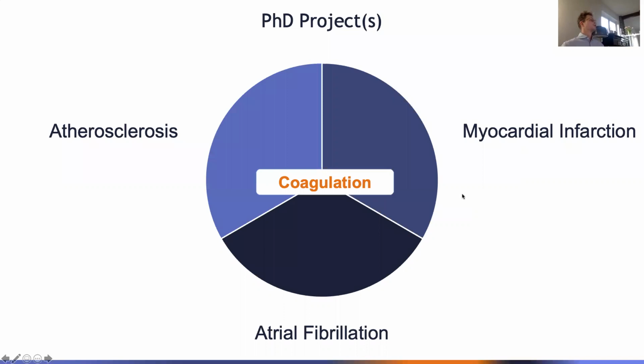I already told you that we're a coagulation lab, so that's of course why I put coagulation in the middle. From a coagulation perspective, we look at atherosclerosis, we look at atrial fibrillation, and during my PhD project, I have also been looking at myocardial infarction. And that's what I'm going to talk about today.